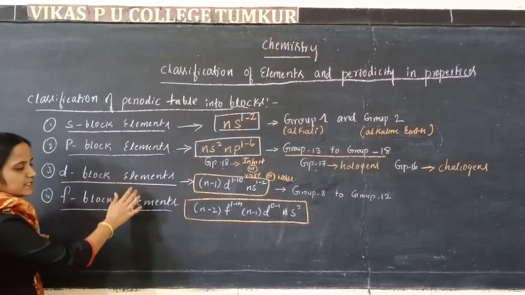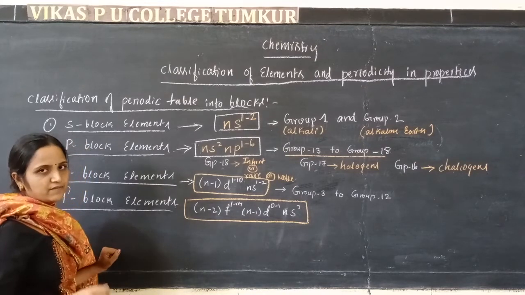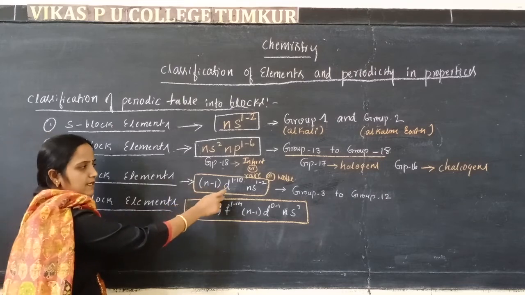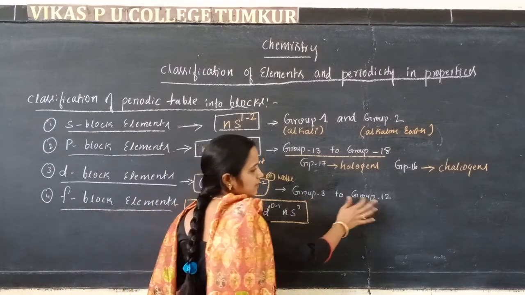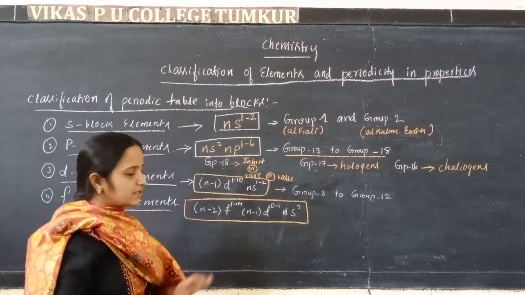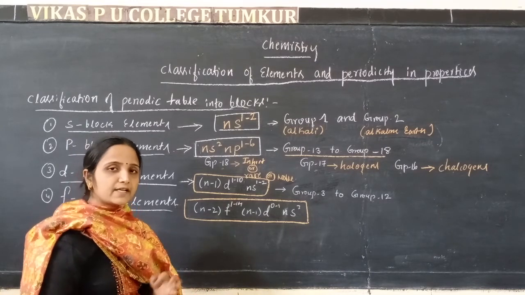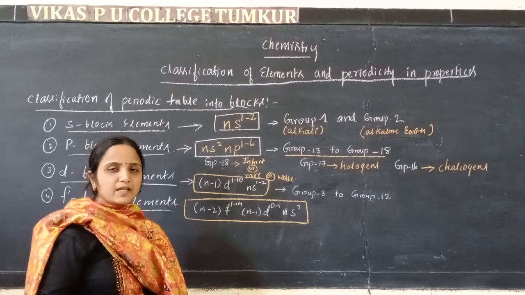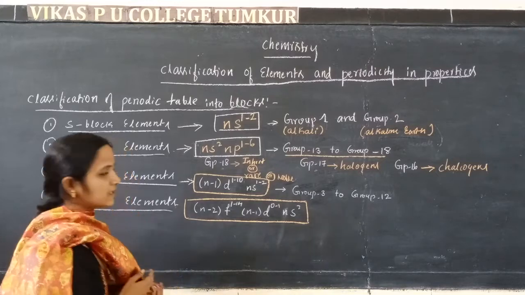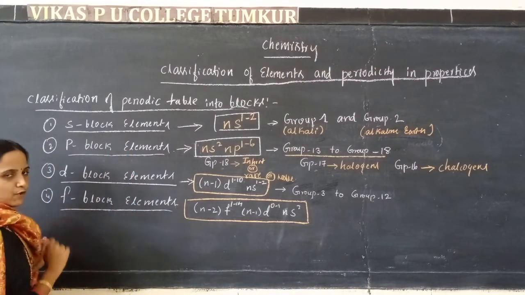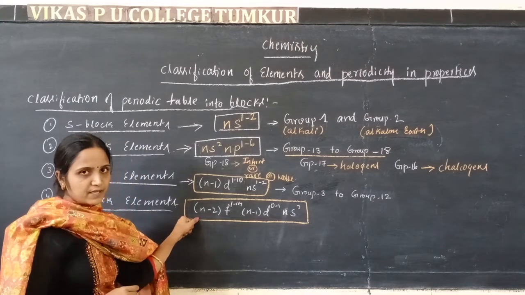The d block elements are the elements in which the differentiating electron enters the d orbital of the penultimate shell. Groups 3 to 12 belong to this block. They are also called transition elements, in which the metallic property changes to non-metallic along the period. This is about the general electronic configuration for the blocks.